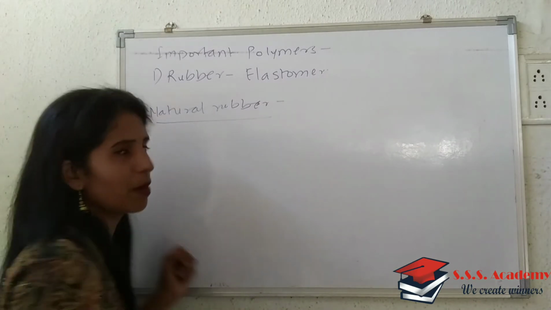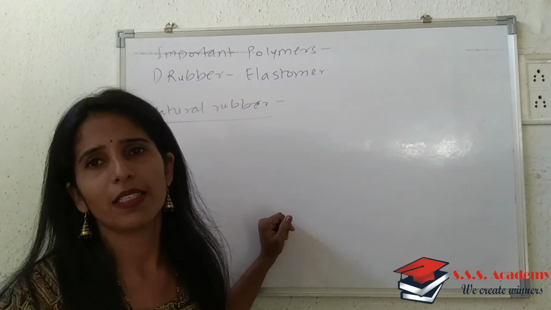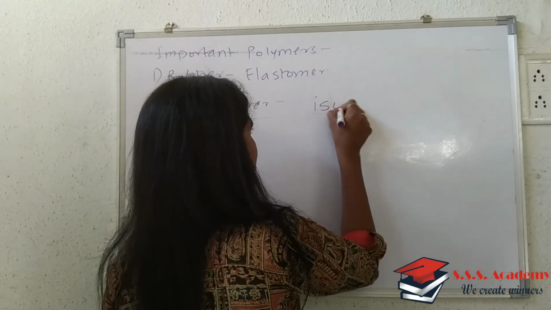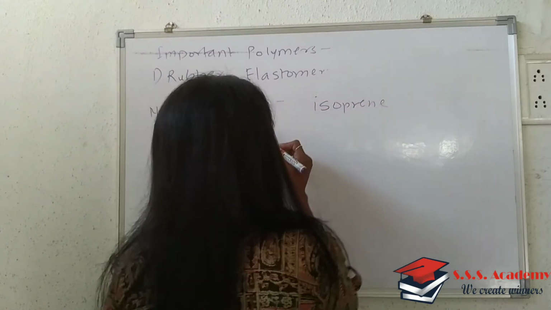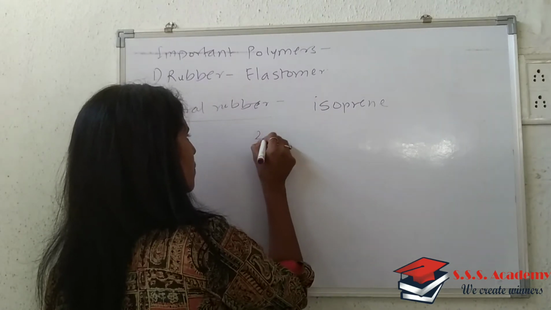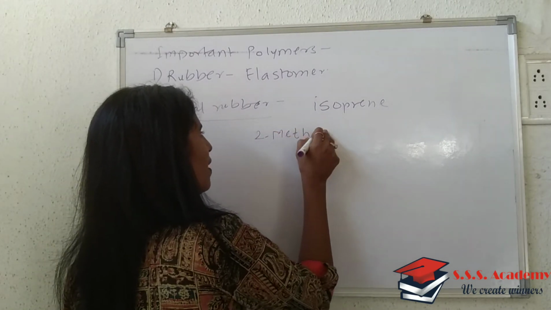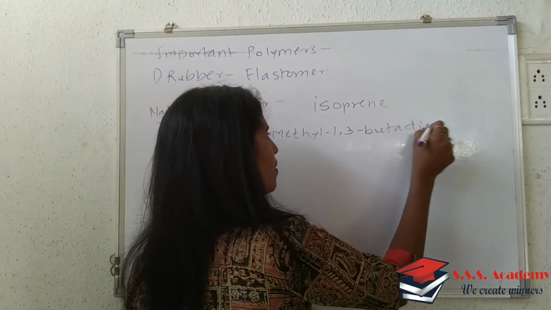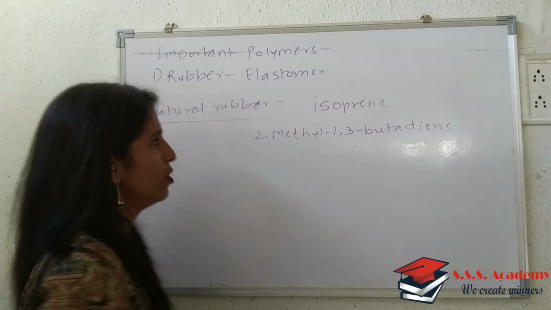So what is natural rubber basically? Natural rubber is a polymer of the monomer unit isoprene. Okay, isoprene is nothing but 2-methyl 1,3-butadiene. Okay, so what is the structure?